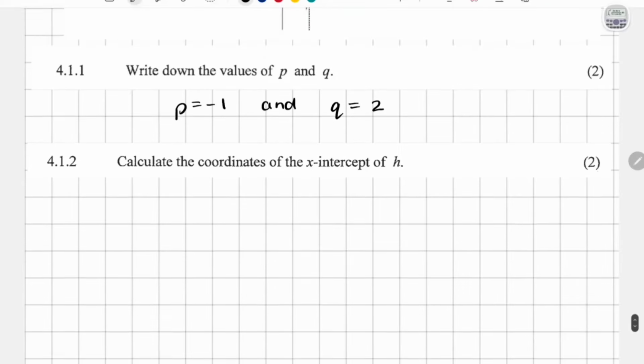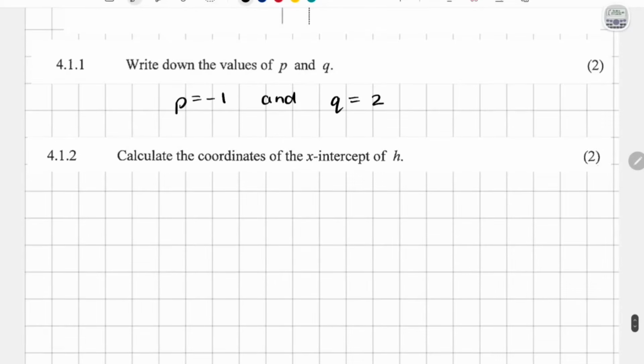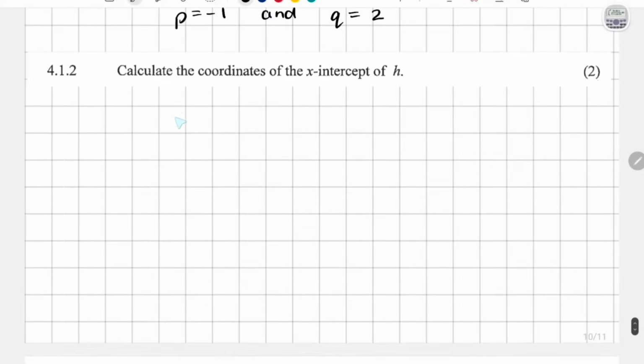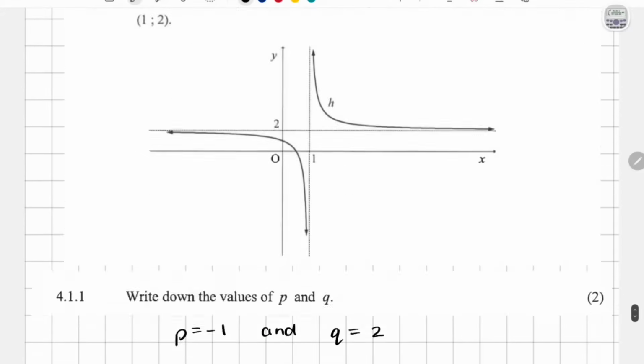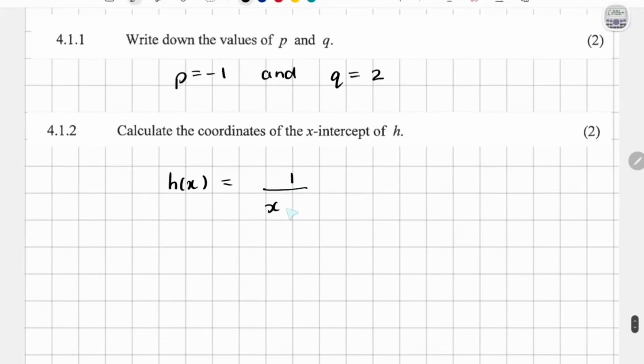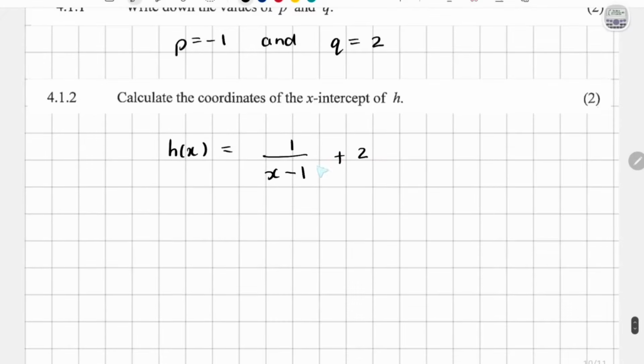Okay, next question. We have to calculate the coordinates of the x-intercept of h. So what are the coordinates of the x-intercept? Well, let's write the equation of h down first so that we can see what we have. h of x is equal to 1 over x, and of course you see plus p, but we know their p value is -1, so that's x minus 1, plus 2. So this is our equation, and we just need to find the x-intercept.